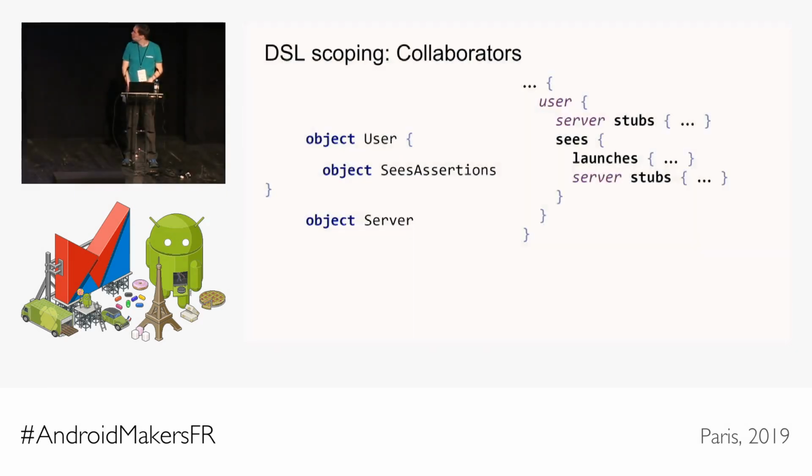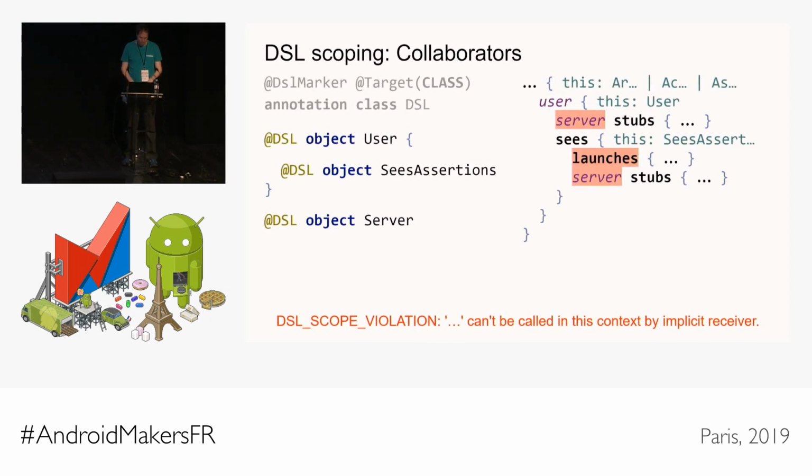Similarly, we have the user, the server, and the action groups, and these are also nested in a non-intuitive way, and we can also prevent this if we annotate the collaborators and the action groups with the DSL annotation. So at this point, all of our objects that are used for scoping the implicit receivers are annotated with the DSL annotation, and that prevents non-trivial nesting.